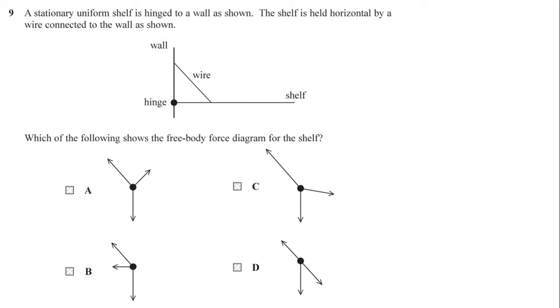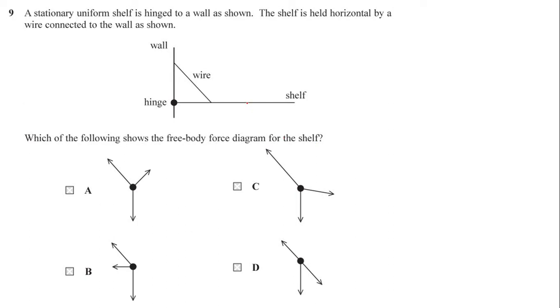A stationary uniform shelf is hinged to a wall as shown. The shelf is held horizontal by a wire connected to the wall as shown. This is the shelf, this is the wire. Which of the following shows the free body diagram for the shelf?